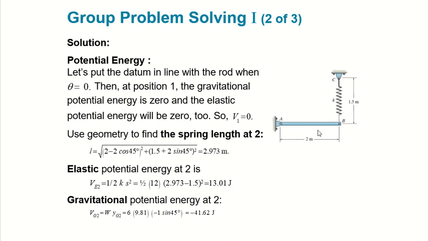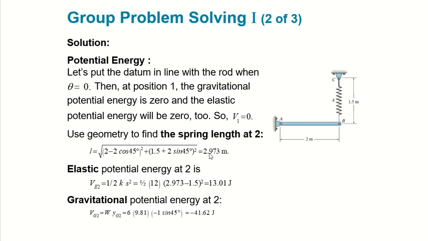Then we're going to use geometry to find the spring length at position 2, meaning the final state. So that's how we find the spring length, L. Of course, don't worry about it, I won't ask you. Just listen to how we work that out.